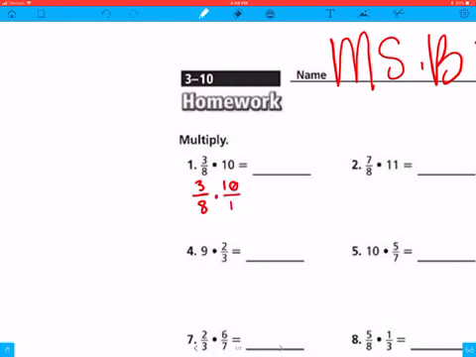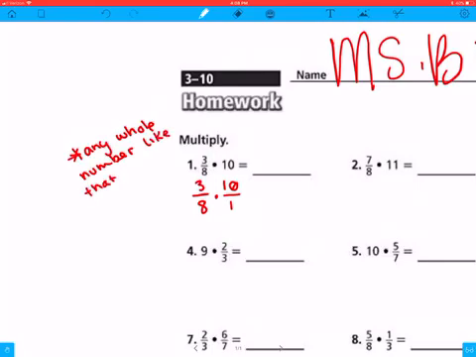So, my first problem is 3/8 multiplied by 10. We've got to remember that when I have a whole number, I can write it over 1. That only goes for whole numbers though. So I couldn't write 3/8 over 1. That wouldn't be a thing.